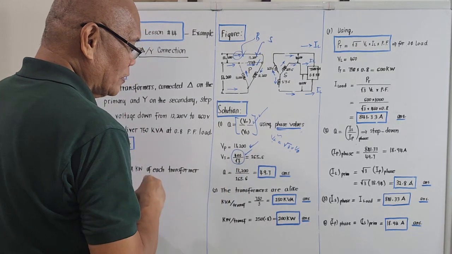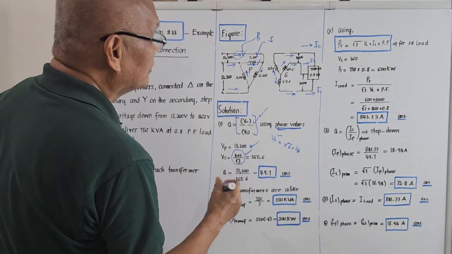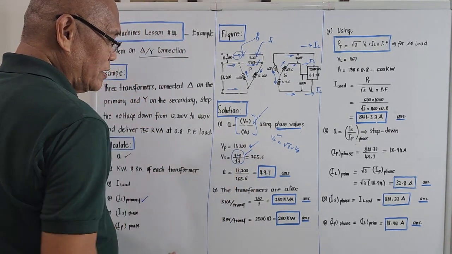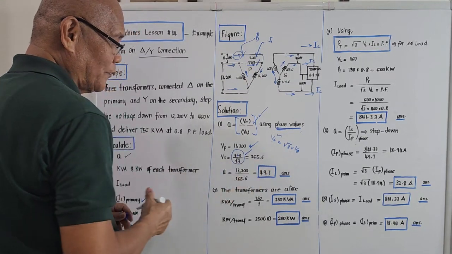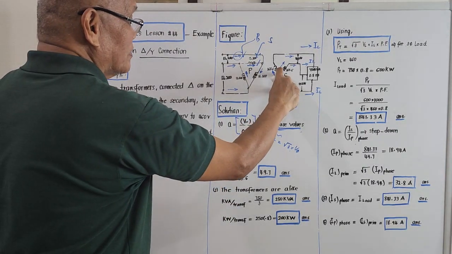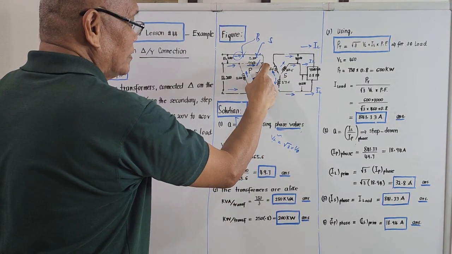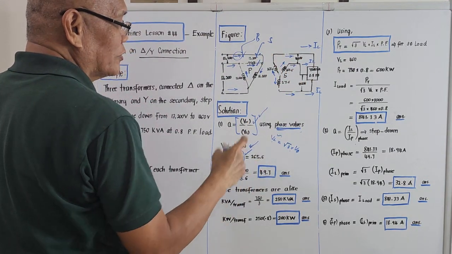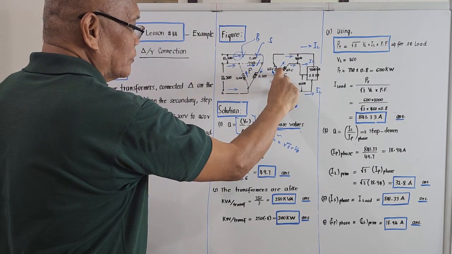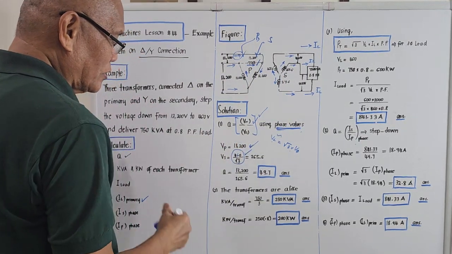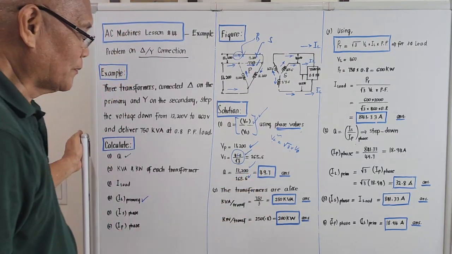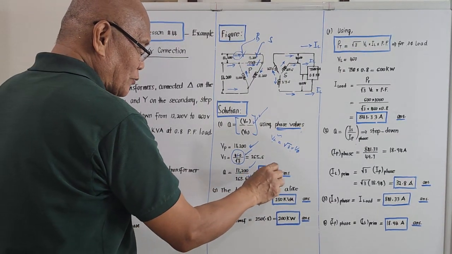So this is BL 460. Sorry for this one, this should be 460. It's not 400, 460. 460 over square root 3, so this should be 265.6 volts. Okay. So this is 265.6. This is 13,200. So if we compute for the ratio of transformation, it should be step down, right? So it should be the ratio of this voltage here divided by the computed voltage per phase on the secondary. So this should be 13,200 over 265.6. And the ratio of transformation is 49.7.